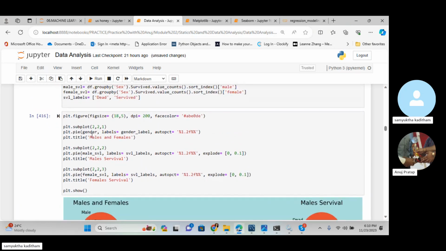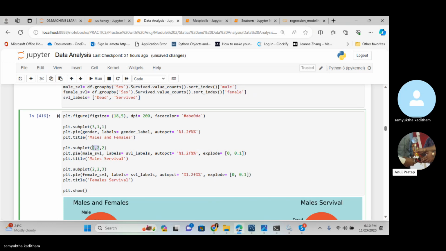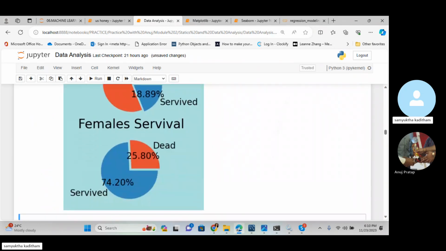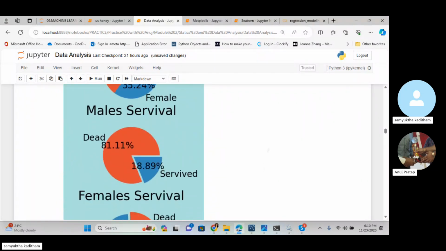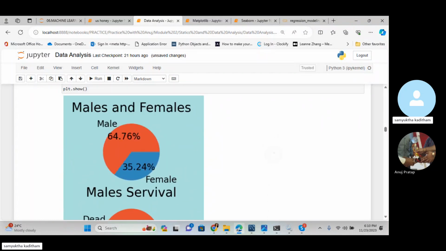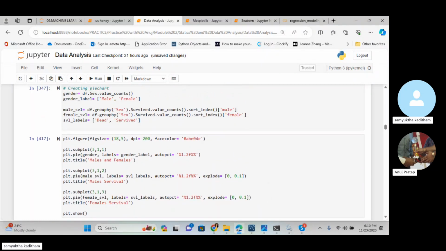We can also do this in reverse, with 3 comma 1. It will show column-wise, in a vertical format. There are three rows and one column, so 3 comma 1. If we reverse it, 1 comma 3, it is one row and three columns.